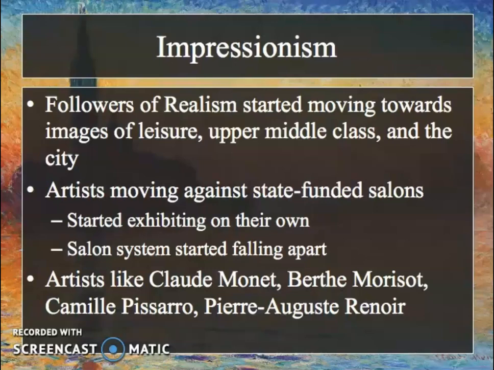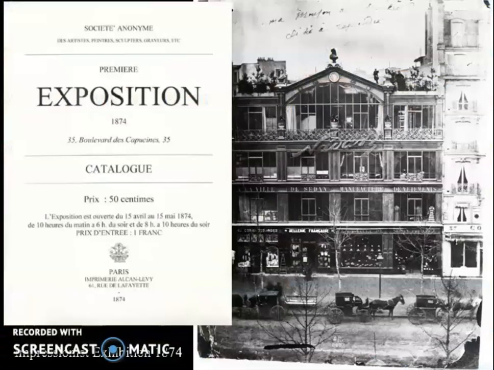So we're going to talk about some Impressionist painters. The first Impressionist exhibition is going to happen in 1874, a very famous exhibition at this time, and we're going to talk about it. They're going to produce all of their rejected work here at this exhibition.